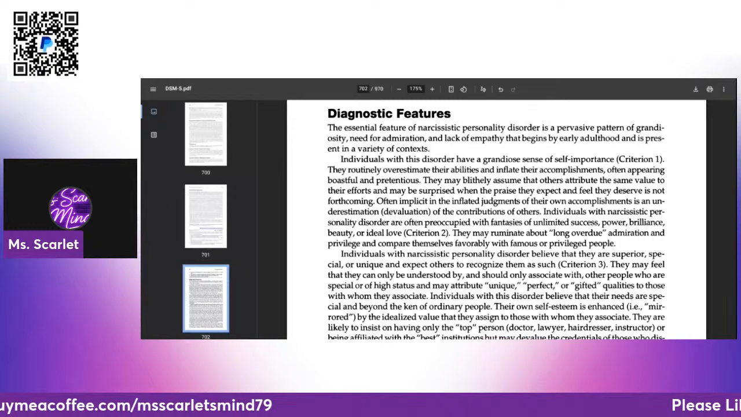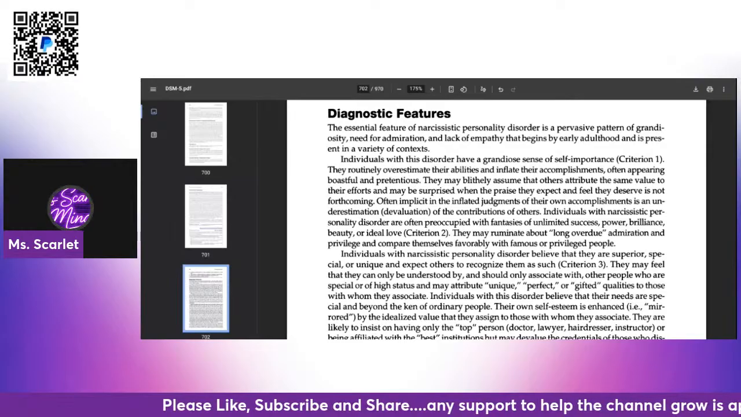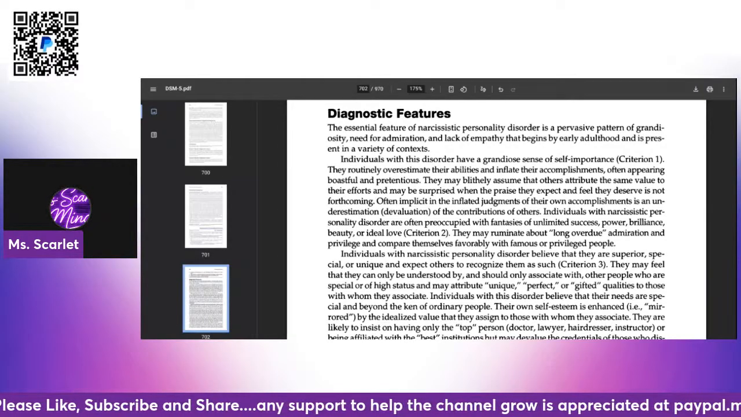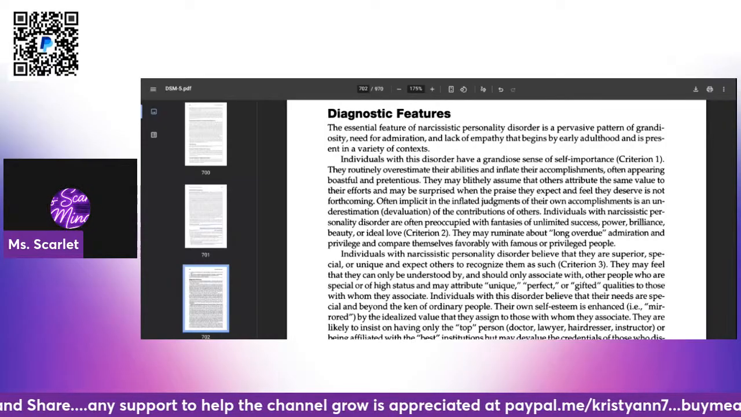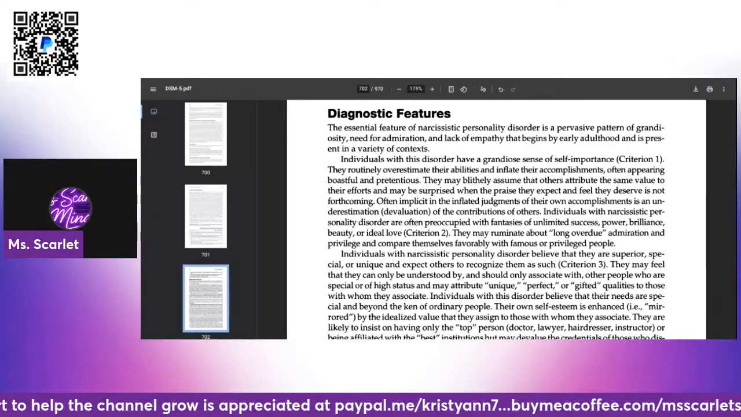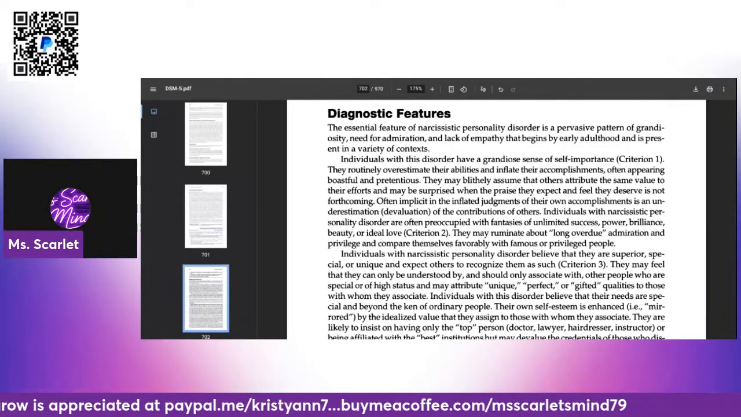Often implicit in the inflated judgments of their own accomplishments is an underestimation, a devaluation of the contributions of others. Individuals with narcissistic personality disorder are often preoccupied with fantasies of unlimited success, power, brilliance, beauty, or ideal love. They may ruminate about long overdue admiration and privilege and compare themselves favorably with famous or privileged people.